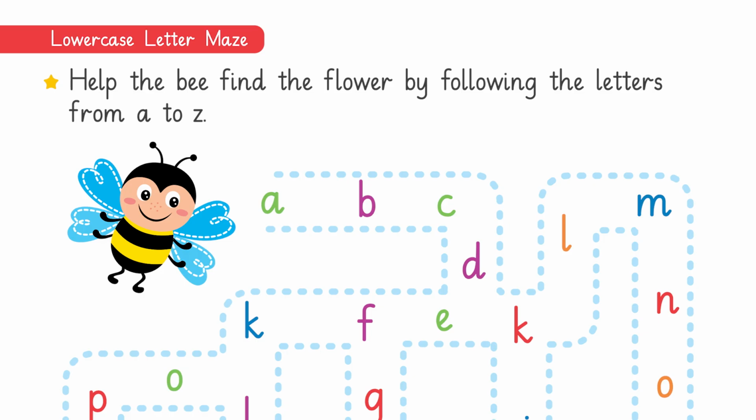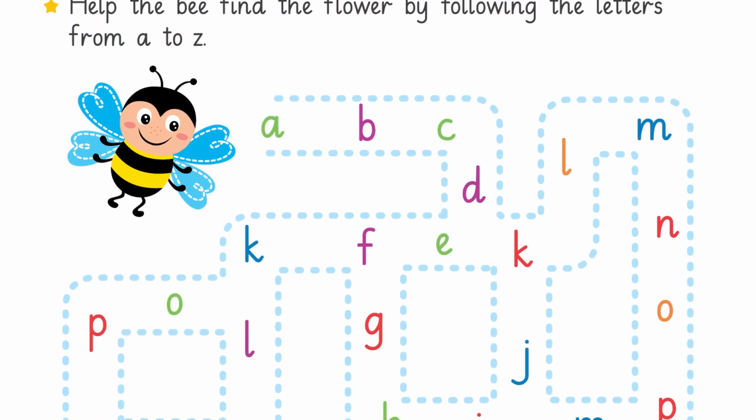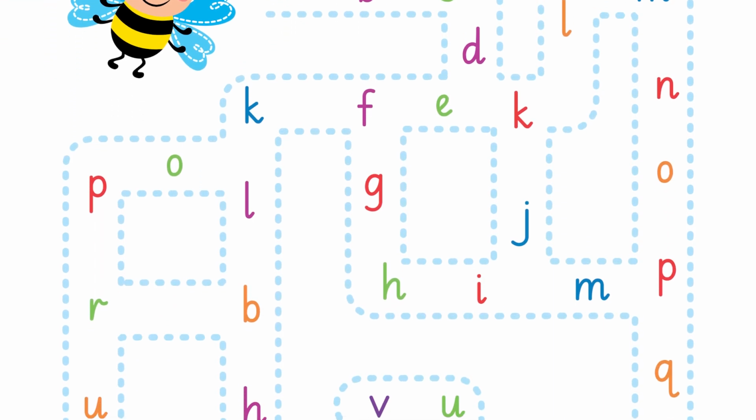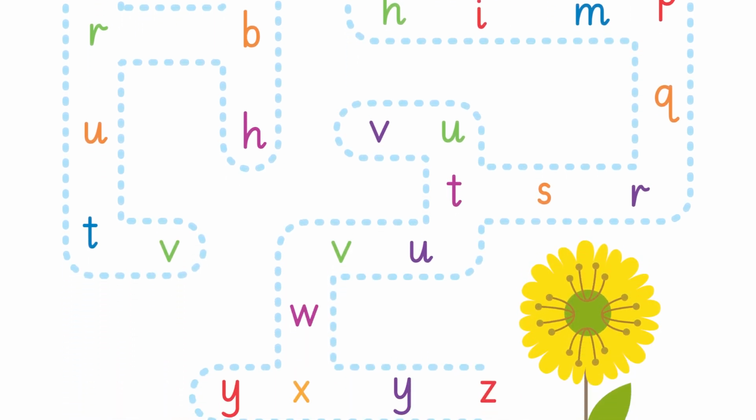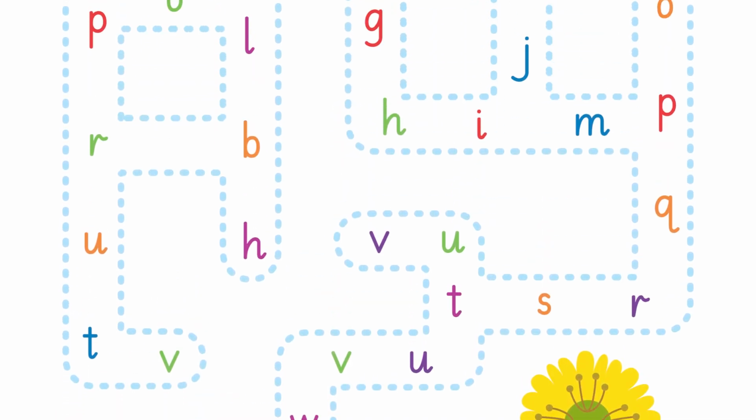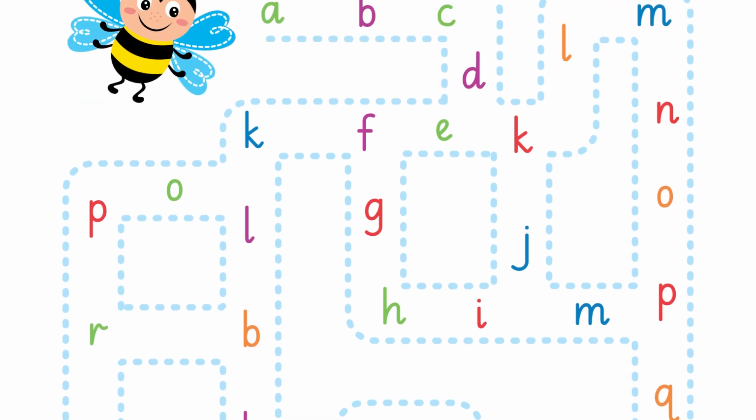Moving on, it's a very interesting game, my dear kids. You have to help this B to find the flower by following the letters A to Z. Where these letters are in order, we will start from here A, B, C, D, E, F, G and keep making the path till the letter Z and then the bee will find out this beautiful flower.